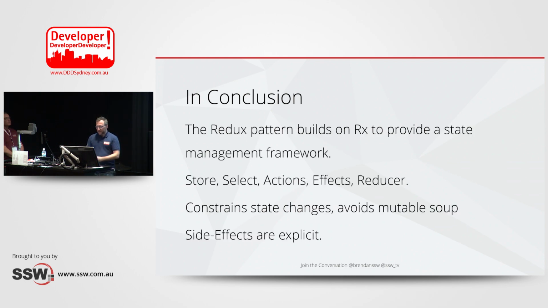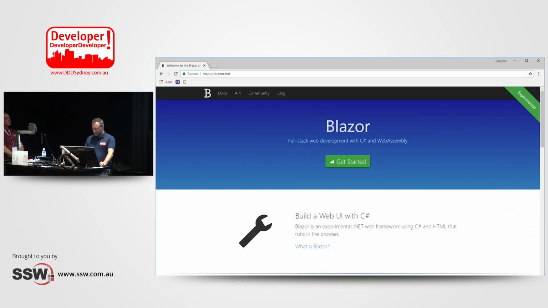And finally, the Redux pattern builds on Rx to provide a state management framework. The Redux pattern is what gives you things like the store, selecting from the store, actions, effects, and reducers. The idea of Redux is it's constrained, to constrain state changes and avoid mutable soup. One of my favorite features of that is those explicit side effects. If something has a side effect, it's explicitly put in an effect. You can't be clearer than that.